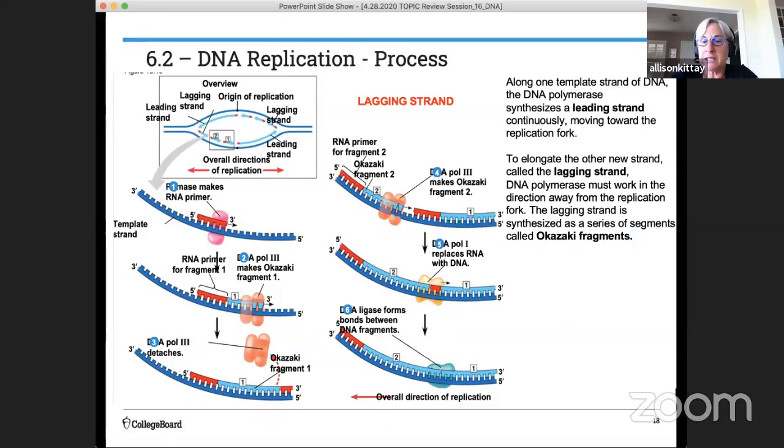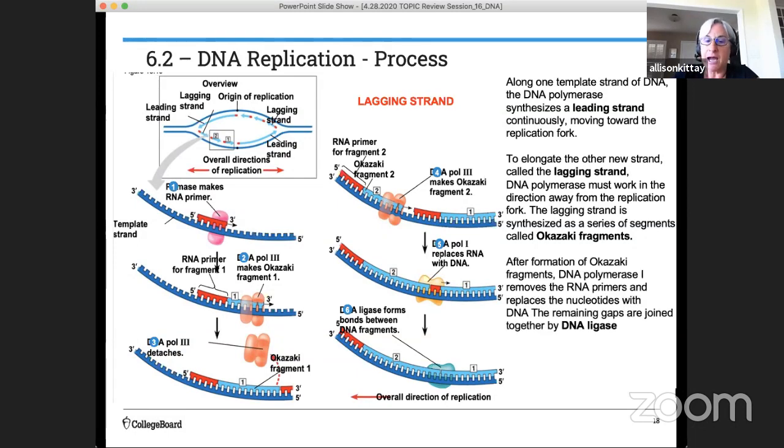The lagging strand is synthesized in a series of segments that are called Okazaki fragments. After formation of Okazaki fragments, an enzyme called DNA polymerase 1, rather than the DNA polymerase 3 that is the main polymerase adding those nucleotides, will remove those RNA primers and replace the nucleotides with DNA, and the remaining gaps are joined by DNA ligase.